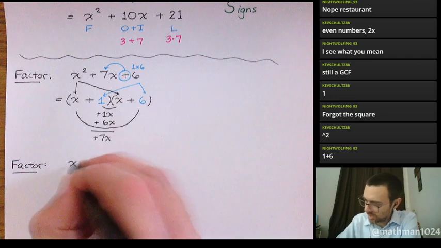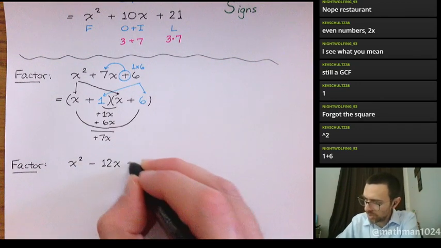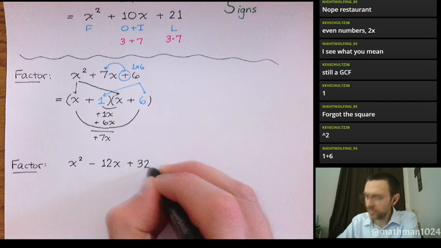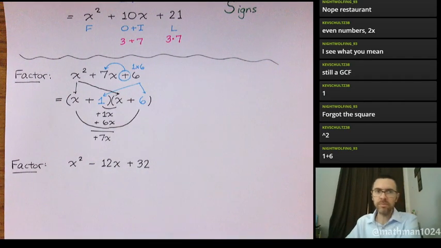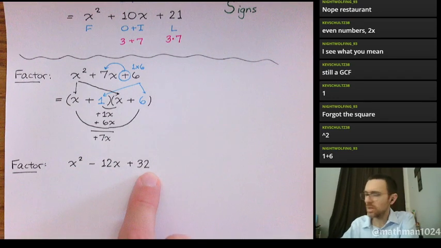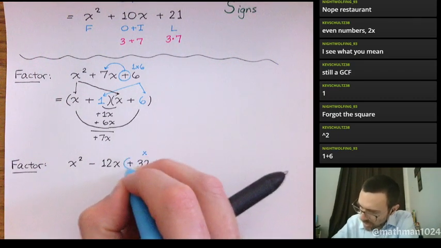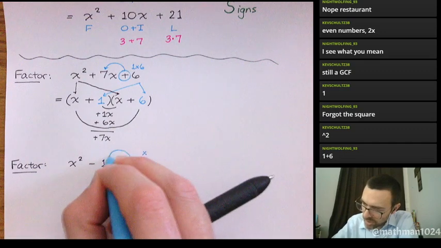For example, if I say x squared minus 12x plus 32. First, look for a common factor. See if there's something that all 3 terms have in common. And here, the answer is no. There's nothing that all 3 of these guys have in common. So it's a normal trinomial. We see it goes x squared, x, and then the constant. We are looking for factors of 32 whose sum is 12.